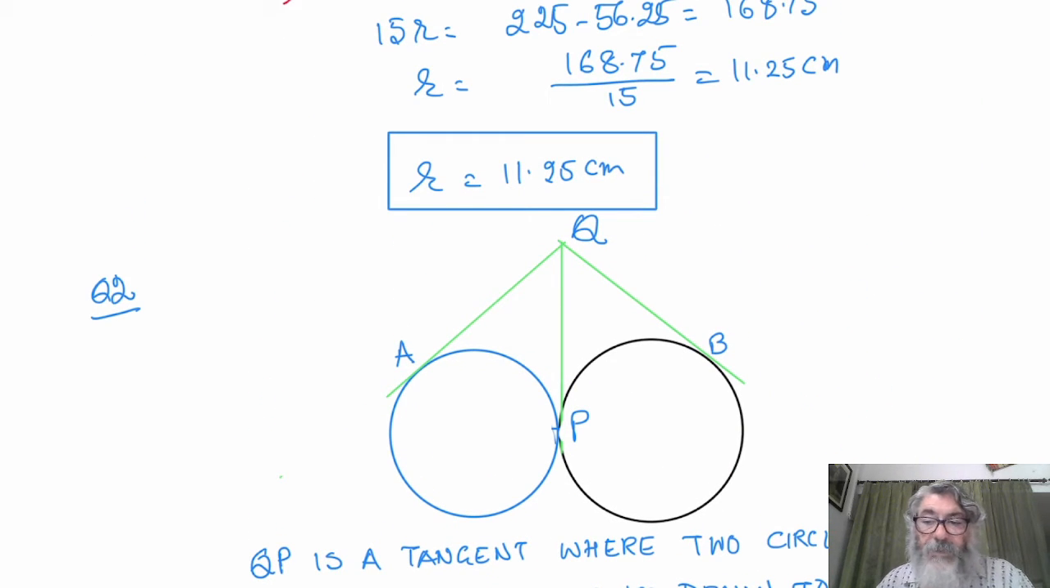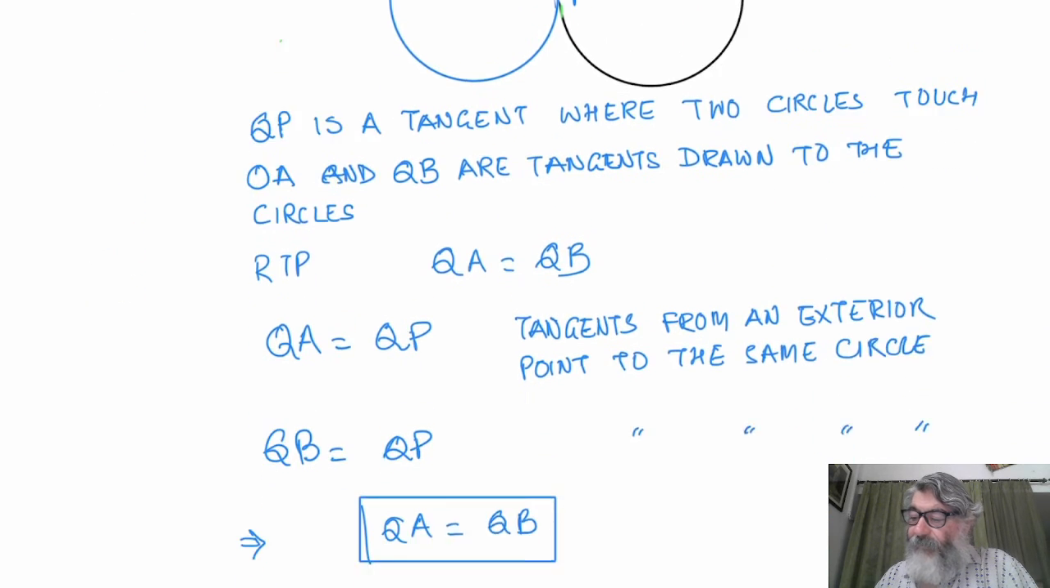We are using the property that tangents drawn from a point outside the circle to a circle are of equal length. QP and QA will be equal because Q is an exterior point and we have drawn two tangents to the blue circle in the figure, QA and QP. Similarly, to the black circle from Q we have drawn two tangents, QP and QB, and QP will be equal to QB. So QP is equal to QA, QP is equal to QB, so QA will be equal to QB. Tangents drawn from a point outside to a circle are of equal length. Using that property, we have done this question.